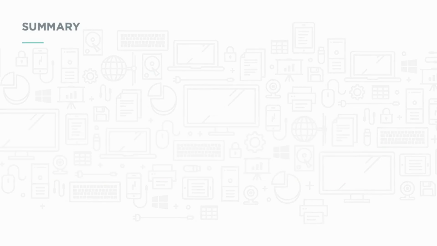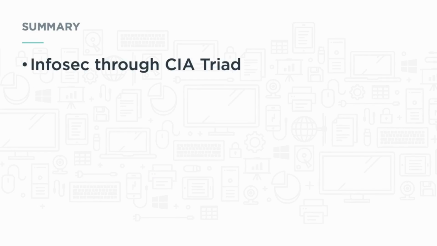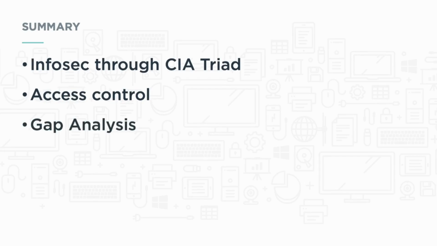And that's it for this lesson. In this lesson, we introduced you to fundamental information security concepts. We first looked at information security applied through the CIA Triad. Then we discussed access control, which establishes how subjects interact with objects in a system. Next, we talked about gap analysis and how it helps you know where to improve your security programs. We finished this lesson by reviewing Zero Trust security concepts and how those concepts are applied through control planes and data planes in a Zero Trust model.